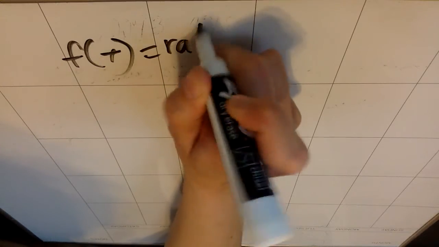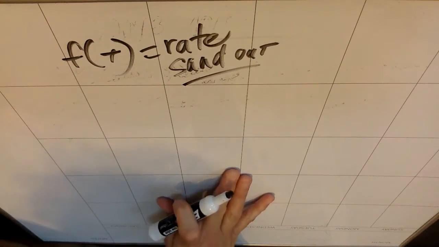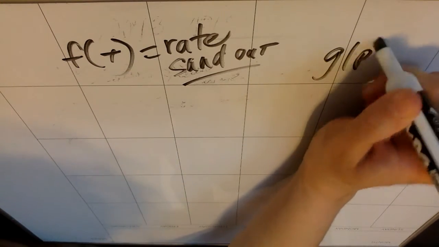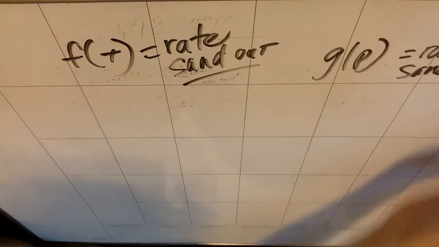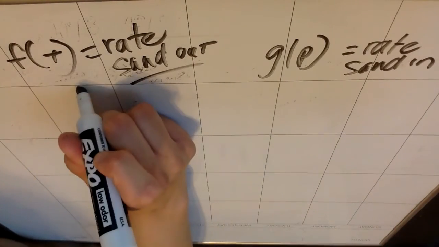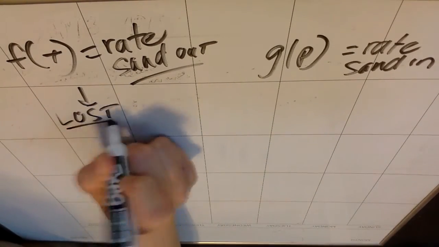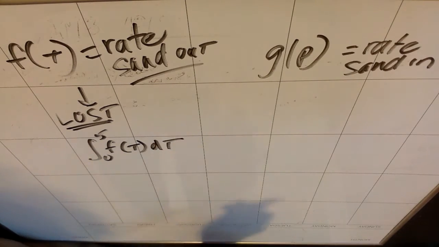So, we already know how much sand was lost, right? So here's the idea, right? f of t was the rate that the sand went out, right? That's the rate that the sand disappeared, right? And g of p is apparently the rate that the sand is coming in, right? All right, so the idea is we know that the amount of sand lost was the integral from 0 to 5 of f of t dt, right?